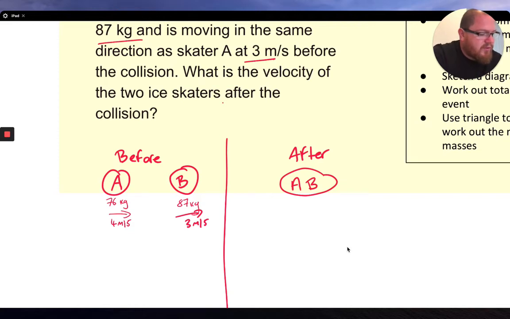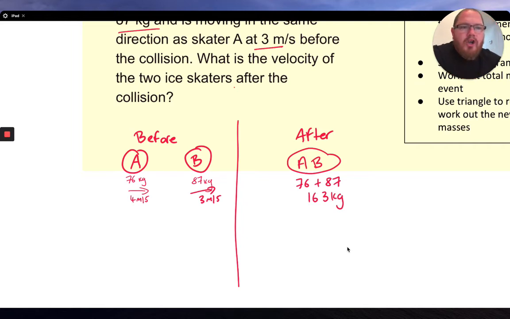I can also, while I'm here, because I know my mass, I'll know my mass for after the event as well. So 76 plus 87, and I've worked this out before, which is 163 kilograms. So I've just done that step there. I prefer working like this, to be honest. Just going down, linear.